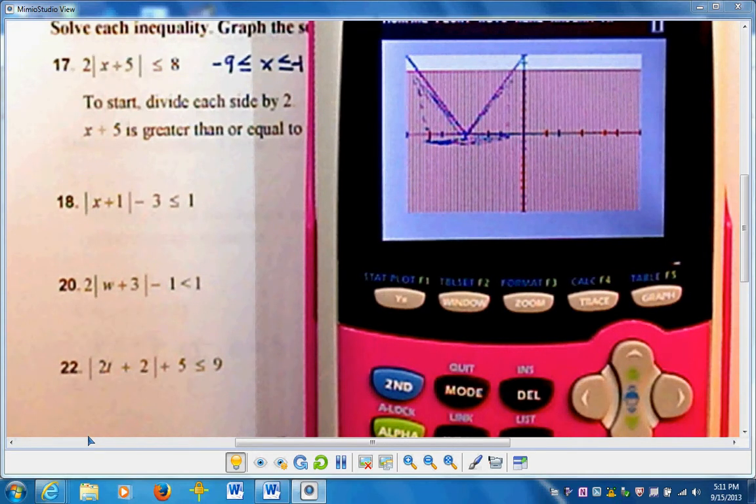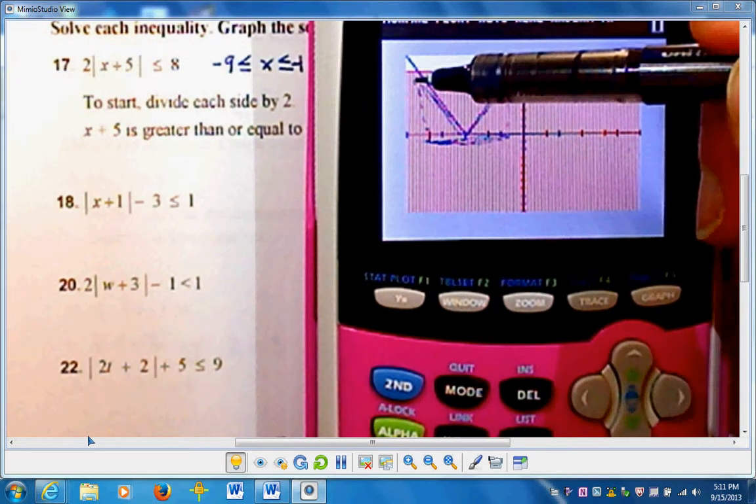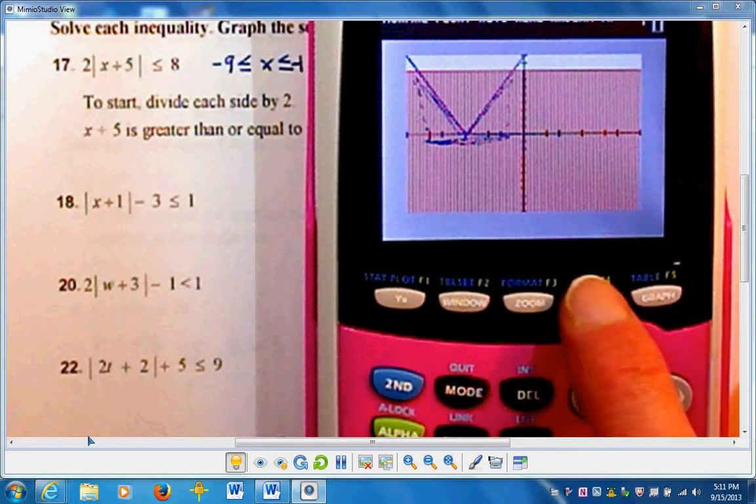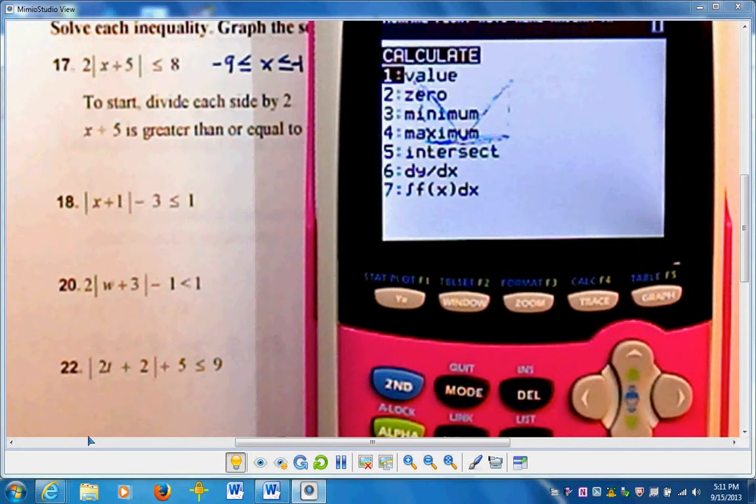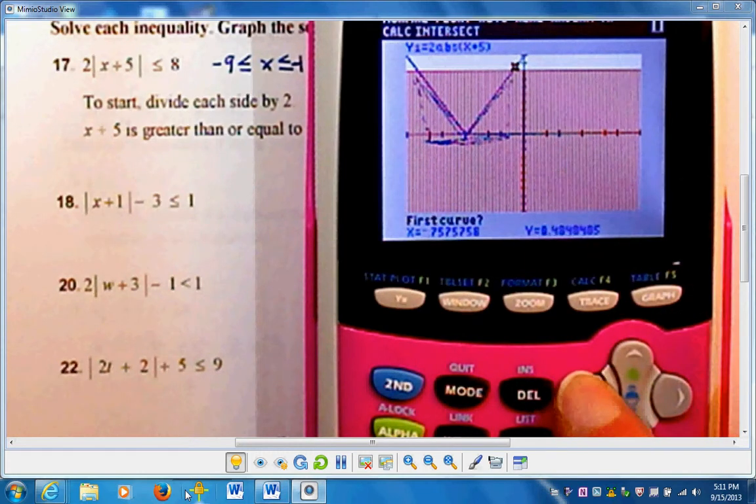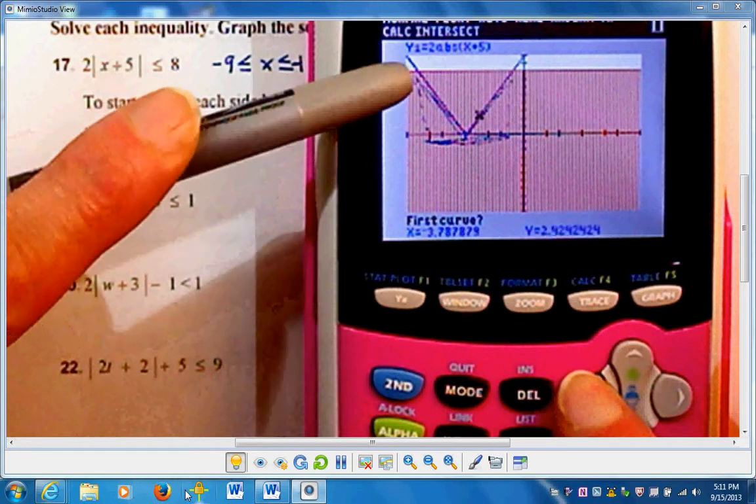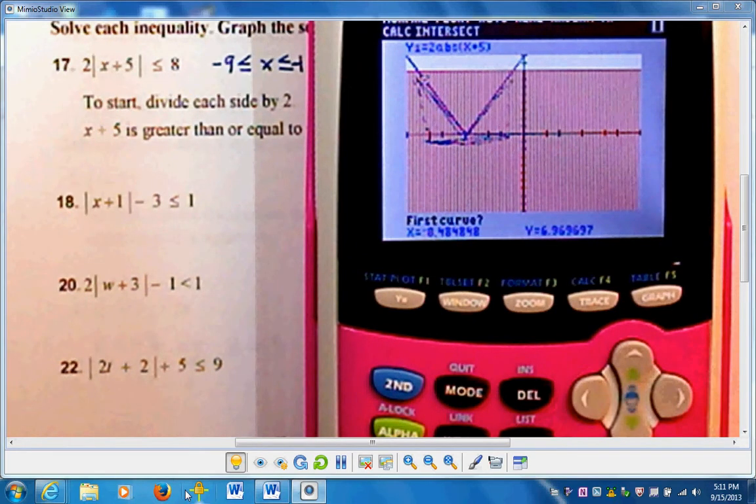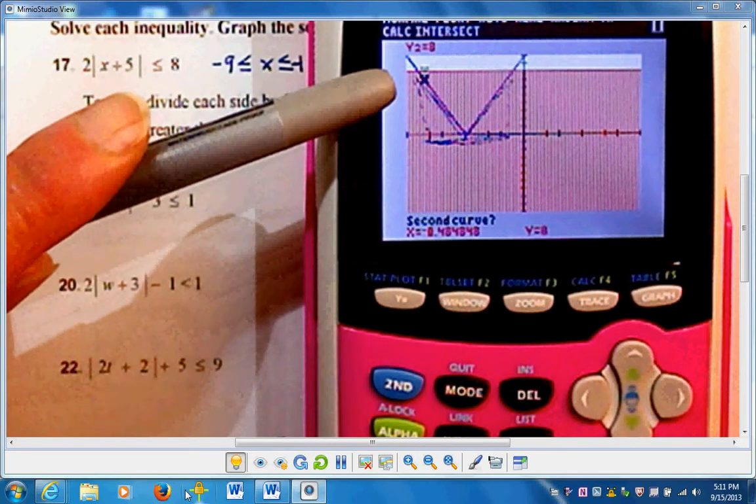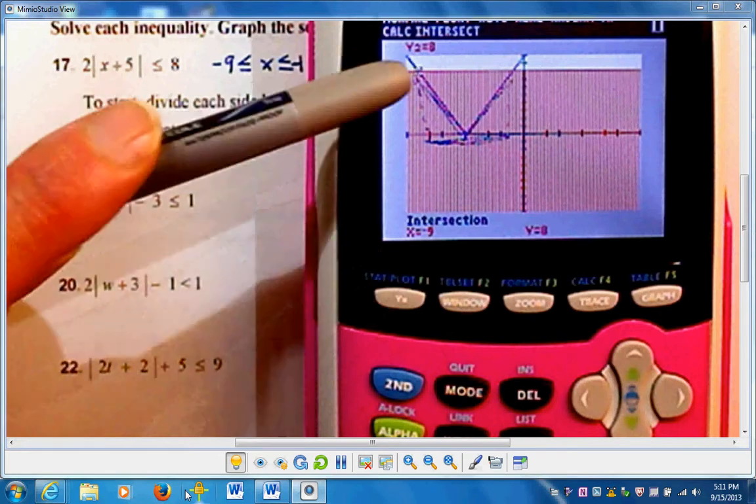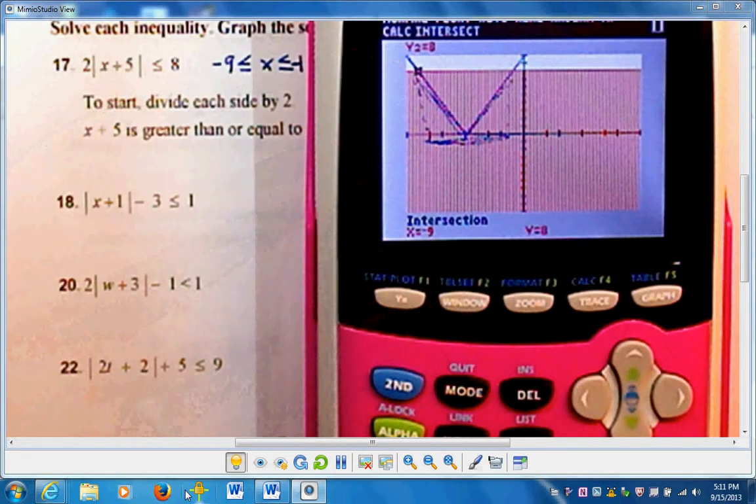So I would get the intersection of this point. Let's go ahead and do that. If I go second trace intersection, which is 5, it's asking me for first curve. I can't even see where it is, so I'm going to bring it down. Let's do this part over here. First curve, I'm going to push enter. Second curve, enter, enter. So it gives me x equals -9, right?